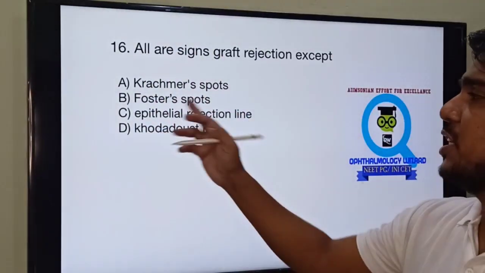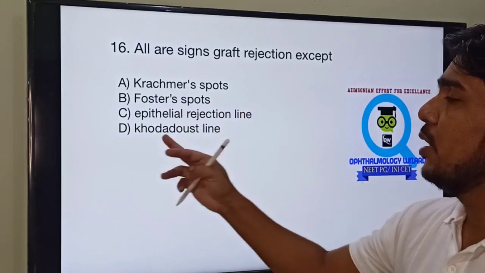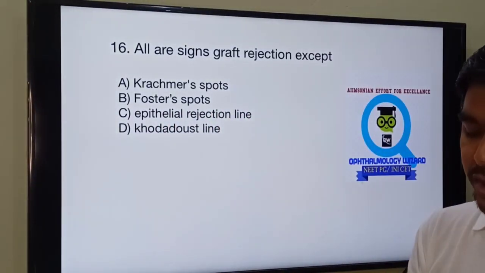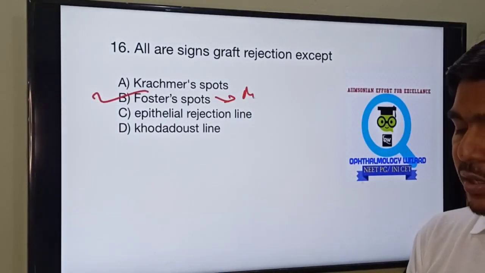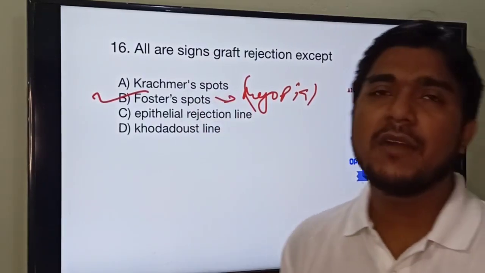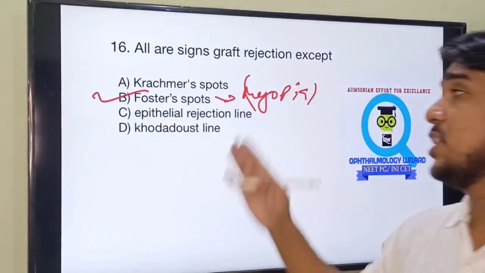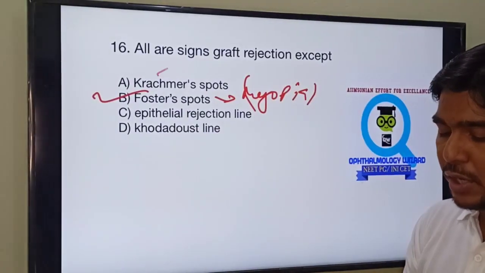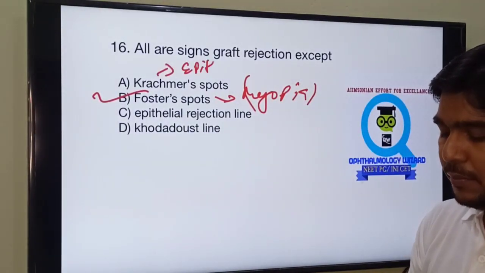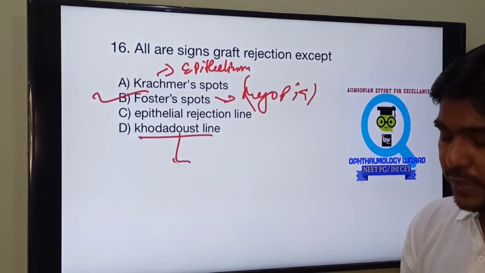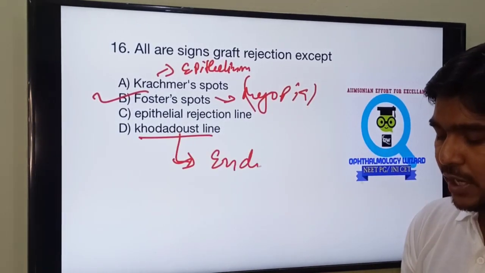Kretschmer spots, Foster spots, epithelial rejection line, Khodadoust line. So the answer is Foster spots. Why? Because this is a sign in myopia. It is found in myopic patients, not in graft rejection patients. So the answer is this one. Let me tell you that Kretschmer spots are present in the epithelium. Khodadoust line is present in the endothelium.